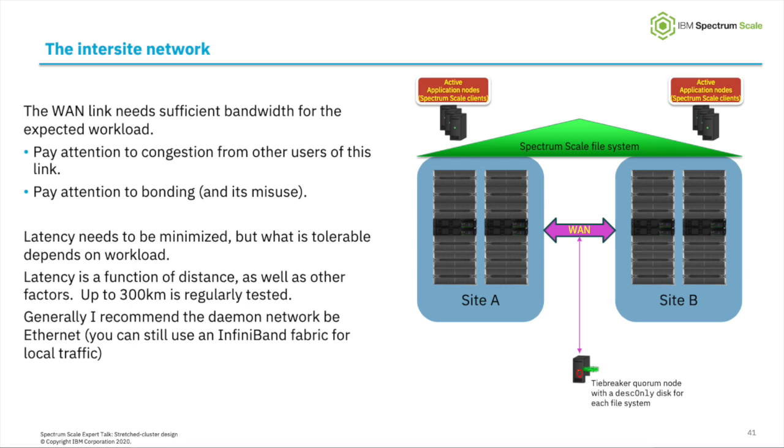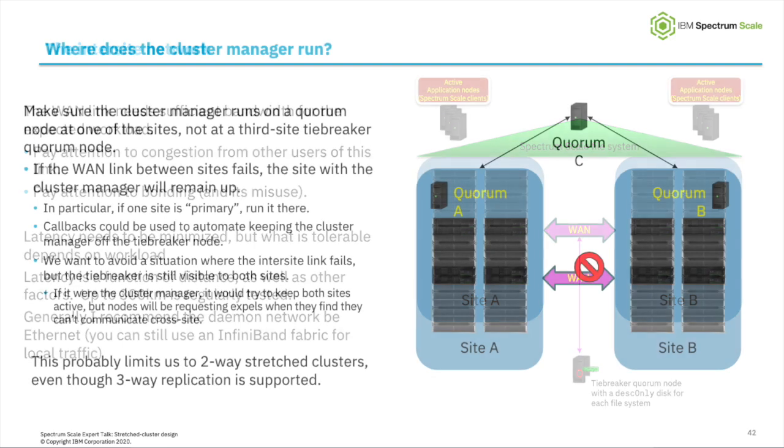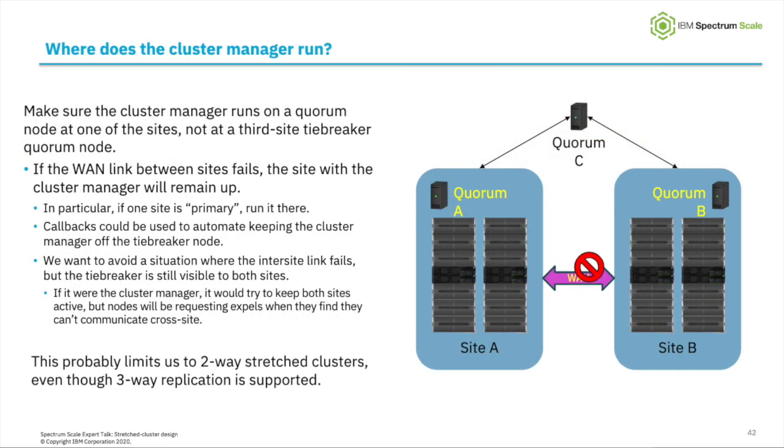Latency is a function of several factors, but distance is an important one. IBM tests Spectrum Scale for System Z on links of up to 300 kilometers, and Spectrum Scale for other architectures should do well, likewise, with lengths of up to 300 kilometers. We want our stretch cluster to tolerate an outage of the WAN link, which means the tiebreaker quorum node needs to be reachable from both sites through some independent link. And this is usually not hard to do if it's sitting somewhere in the cloud.